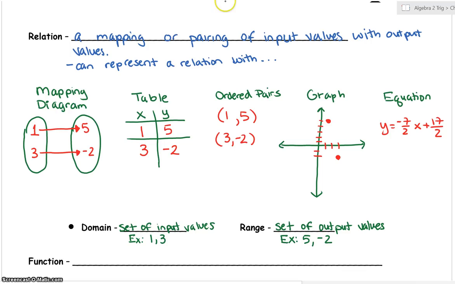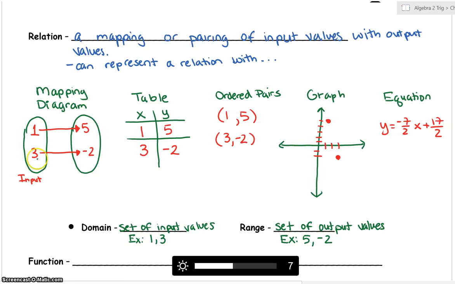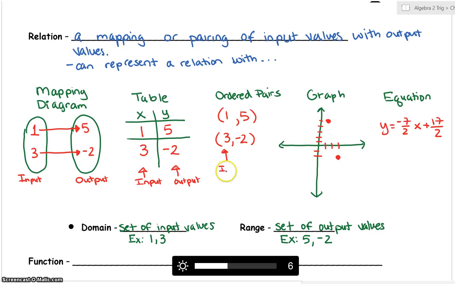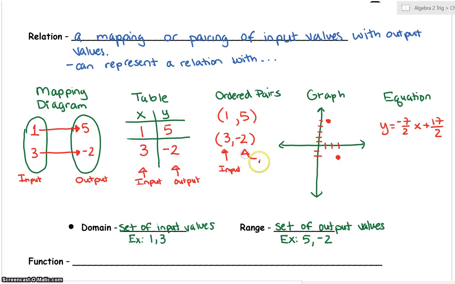If I want to be a little bit more detailed with my input and output values in my mapping diagram, the first set of values in the little oval would be my input, and the second one would be my output. I can say the same thing for my x values: the first part would be my input, and the second part would be my output. I could even do the same for my points. The first set of numbers would be my input, and the second set of numbers would be my output. I can also say that's my domain, range, domain, range, domain, and range. So a lot of good terminology, a lot of good information there. I'll make sure you review it, please.